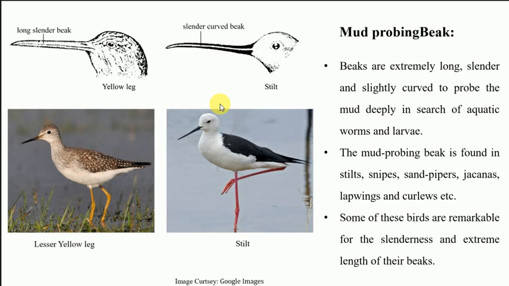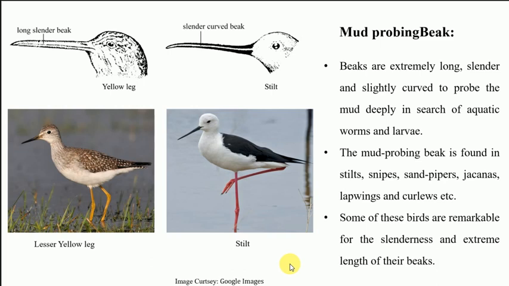The mud probing beak is found in birds like the stilt, snipes, sandpiper, jacana, lapwing and curlews, etc. So all these are birds which are generally present in marshy places, where there is much mud due to the presence of extraneous water, and the insects and aquatic worms which hide under the mud can be probed using their beak.